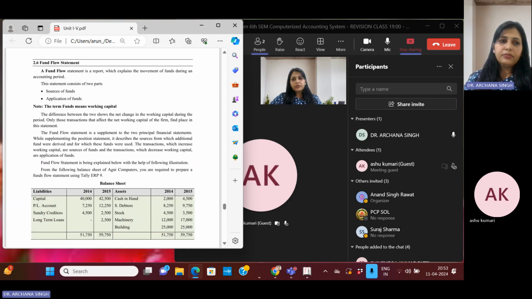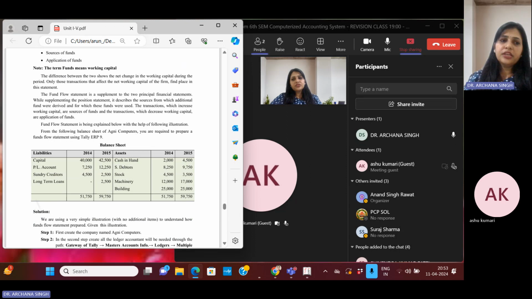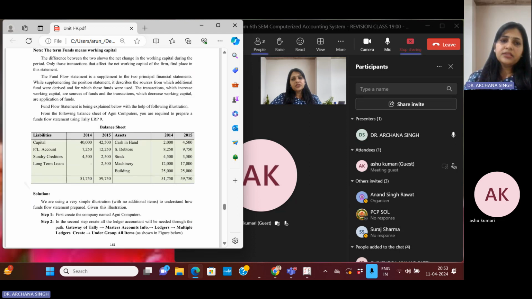That was through software. Fund flow में क्या है कि statement basically is divided into two parts: sources of fund and application of fund. The term funds means working capital. The difference between the two shows the net change in working capital during a period. So fund flow statement basically is what? It is a supplement of two principal financial statements. While supplementing the position statement, it describes sources from which additional funds were derived and for which these funds were used. कि कहाँ से application part है, कहाँ से वो लिए हैं और कहाँ पे वो use हुए हैं.